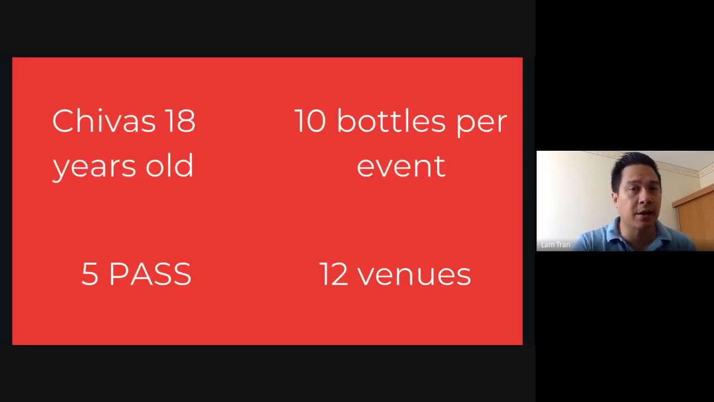So here's an example of how it looks. Let's assume the brand manager is from the whiskey brand Chivas, and the SKU will be Chivas 18 years old, maybe Blue Signature because we're in Vietnam, and there's going to be 10 bottles per event. In this case, the brand manager will price it at 5 packs. It could be higher, it could be lower, but this is up to the brand to decide how many packs to price the event.